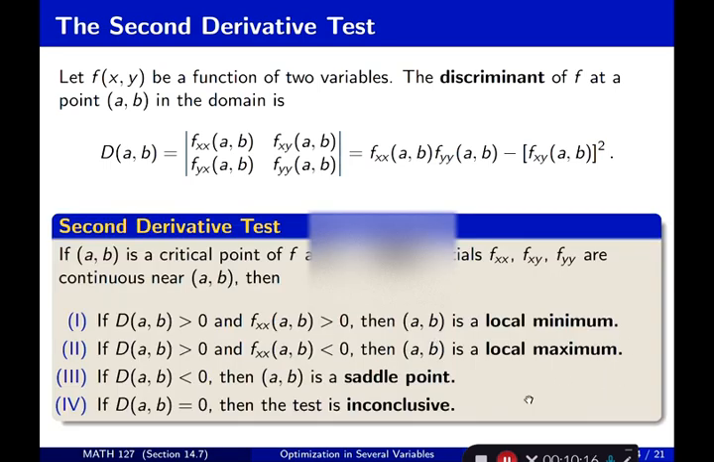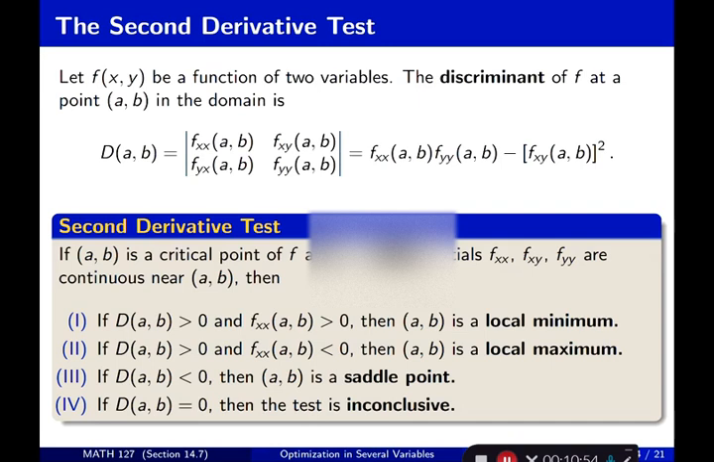How do we use the discriminant? If (a, b) is a critical point of f and all second derivatives are continuous near (a, b), then 1, if D(a, b) is bigger than 0 and f sub xx of (a, b) is bigger than 0, then (a, b) is a local minimum. 2, if D(a, b) is bigger than 0 and f sub xx of (a, b) is less than 0, then (a, b) is a local maximum.